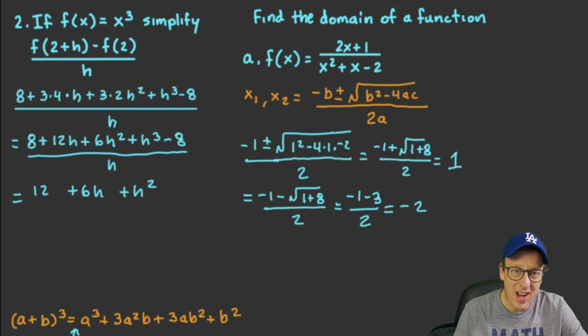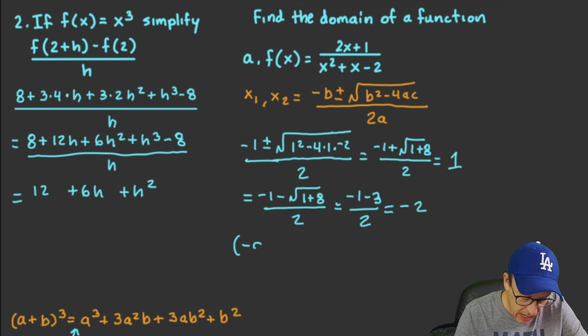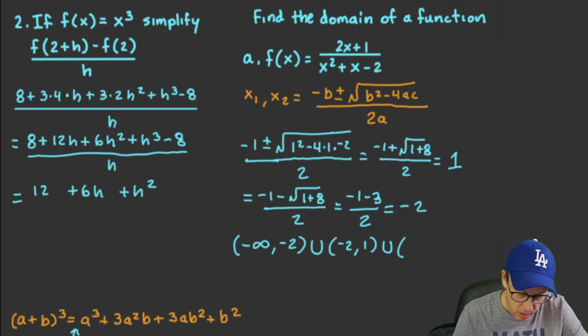So to define the domain, we're going to say that it's going to be all values from negative infinity to negative 2, and this represents or. And then we'll say negative 2 to 1, or 1 to infinity. So we're basically just cutting out those pieces that are not going to work for us.